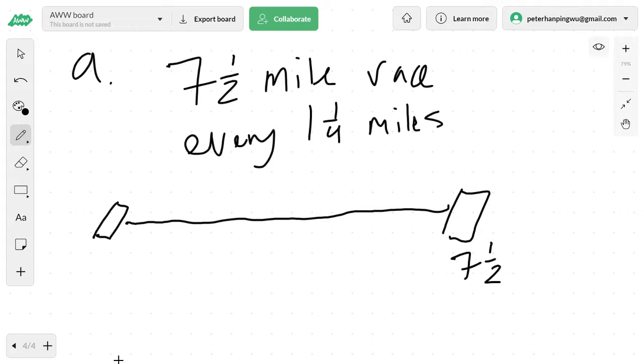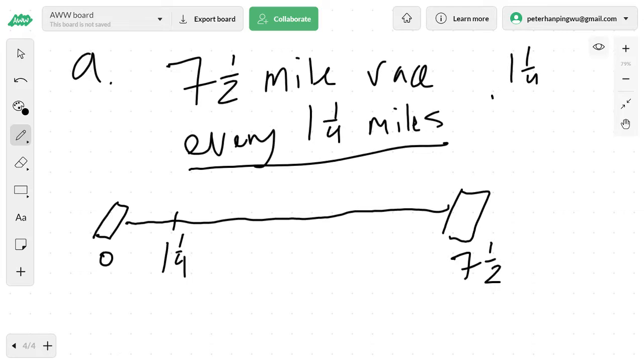So I'm going to pretend that this is actually a number line. We start out at 0. We haven't gone down the track at all, right? So where is our first table going to be? It's at every 1 1/4 miles. So I'm going to put a mark here, and this is at 1 1/4 miles. Where's our second one going to be? It's going to be another 1 1/4 miles between them. So I'm just going to add 1 1/4 to 1 1/4.